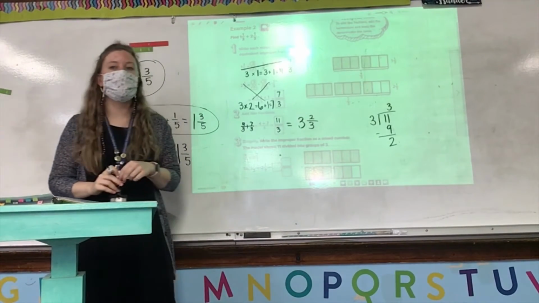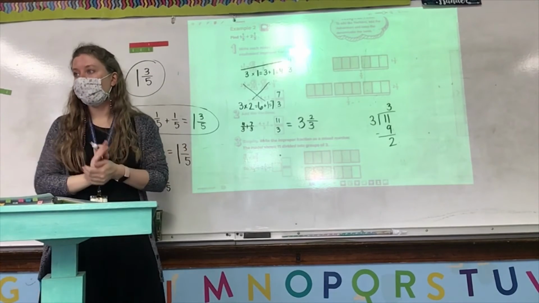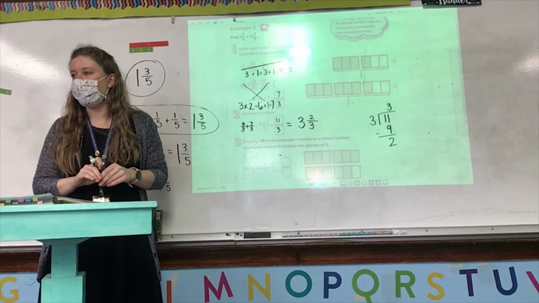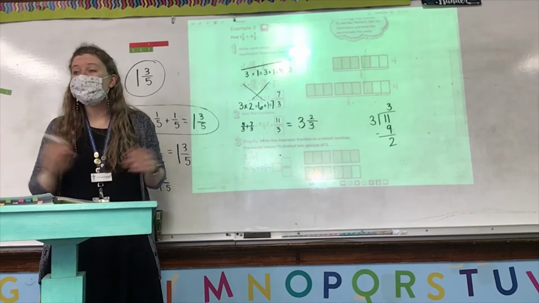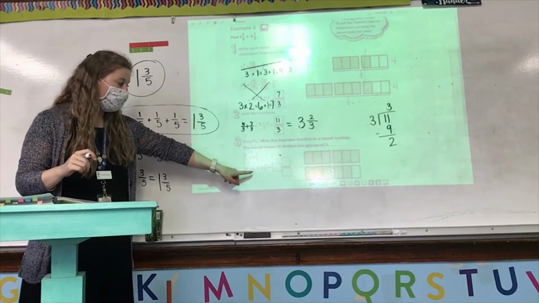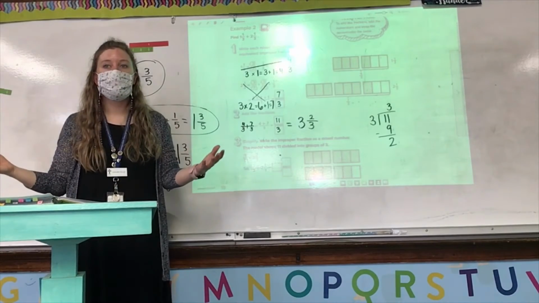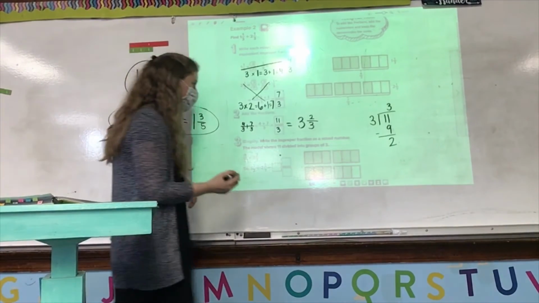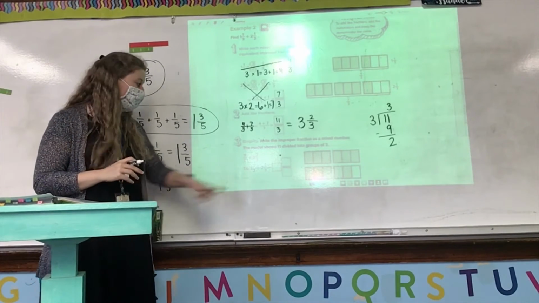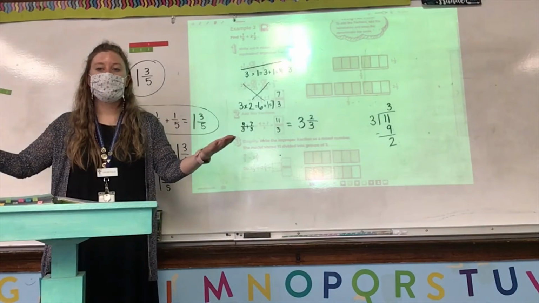2 and 3 are both... Mason? Prime. So if both the numerator and the denominator are prime, what does that mean about the fraction? It's already in simplest form. So, class, 1 1/3 plus 2 1/3 equals 3 and 2/3.